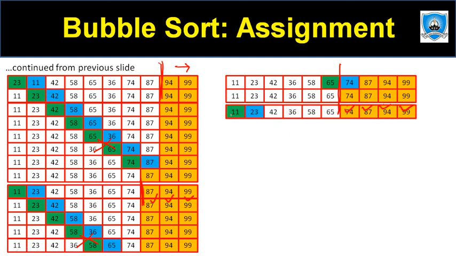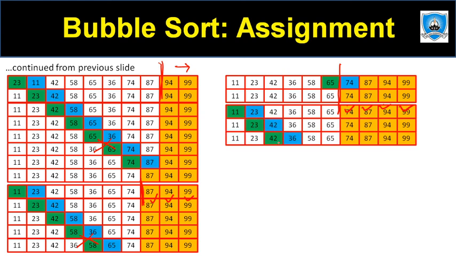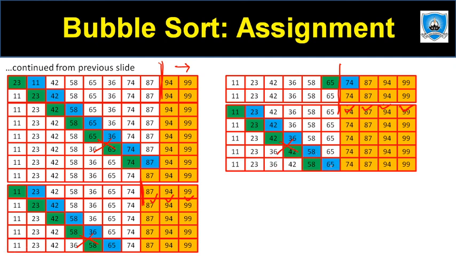Again, let us start. 11 greater than 23, no. 23 greater than 42, no. 42 greater than 65, yes, so swapping. So this thing is done. Then 42 greater than 58, no. 58 greater than 65, no. So now 65 is at its right position. Now if you carefully look, this is already in sorted order.